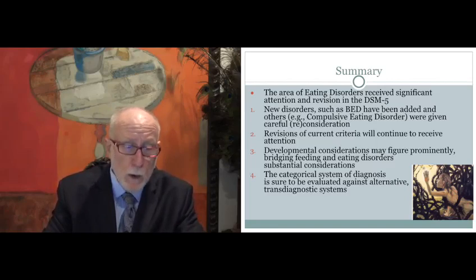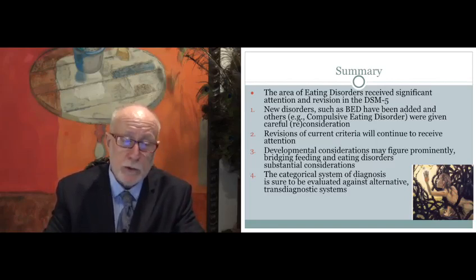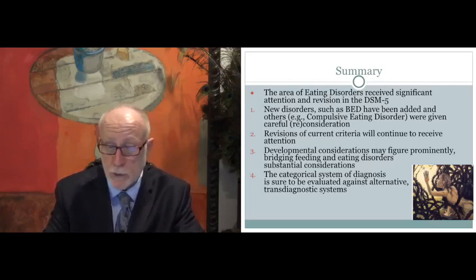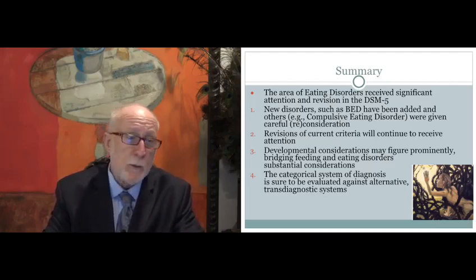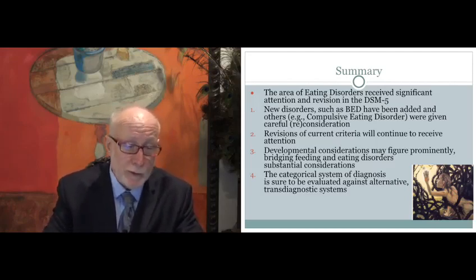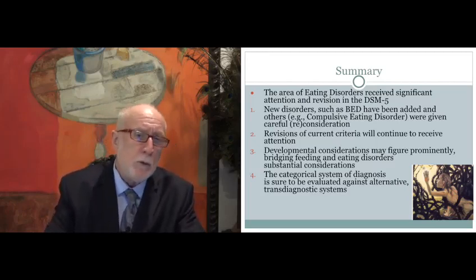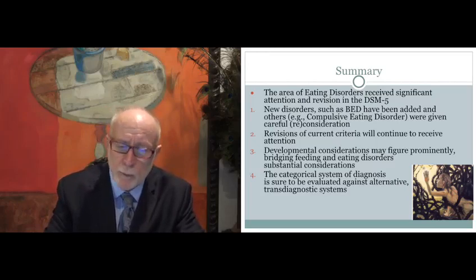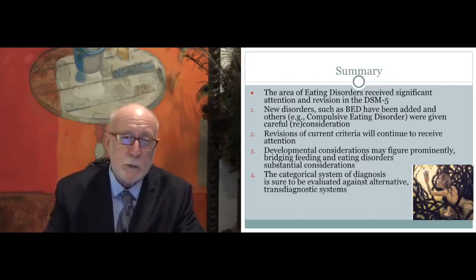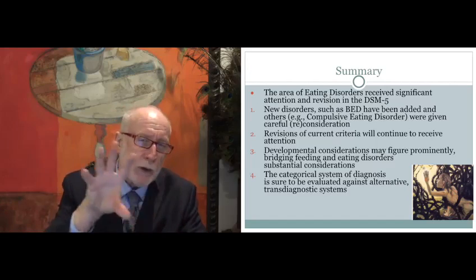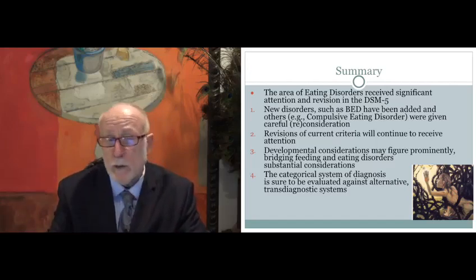It's clearly the case that the revisions of the current criteria are going to continue to receive attention as we move forward to see how well they perform. Anytime there's a change in the criteria, it could potentially affect prevalence rates, and we want to be sure that the criteria are performing effectively. It may be because we've combined together the feeding and eating disorders, maybe it will give greater focus to research on developmental considerations. Maybe developmental considerations are going to figure a bit more prominently as we try to bridge together the feeding and the eating disorders and try to understand the relationship between those categories that heretofore were always separated.